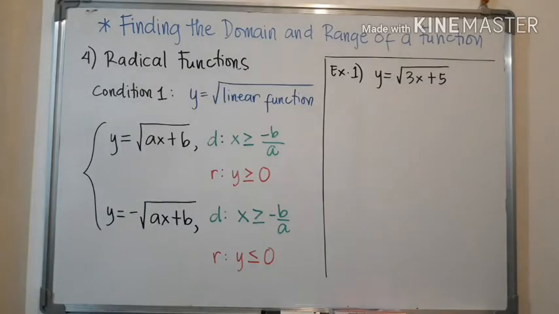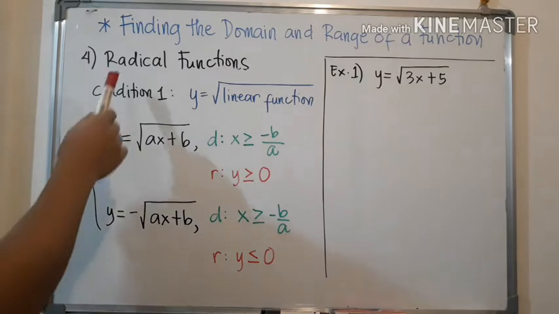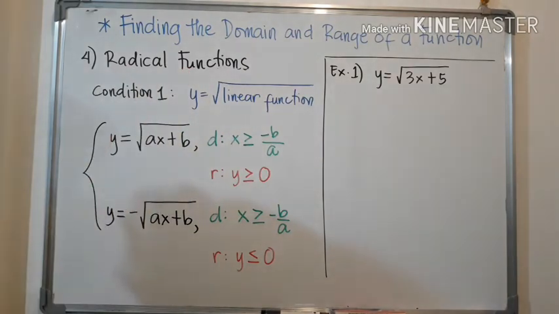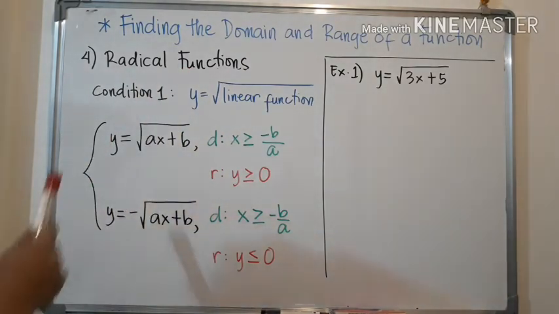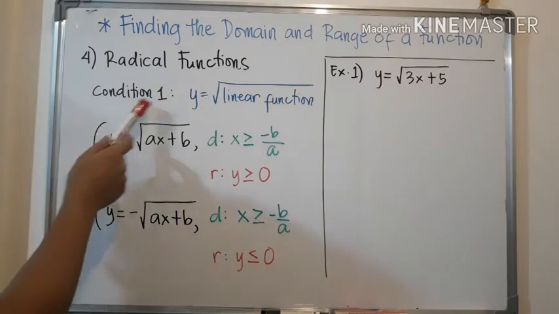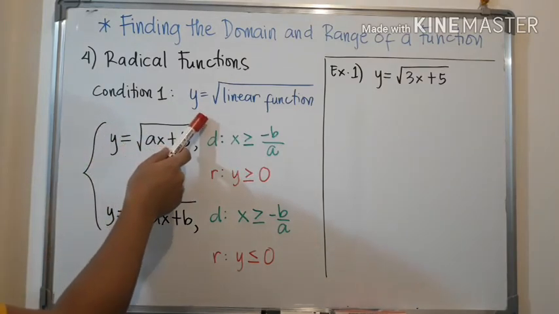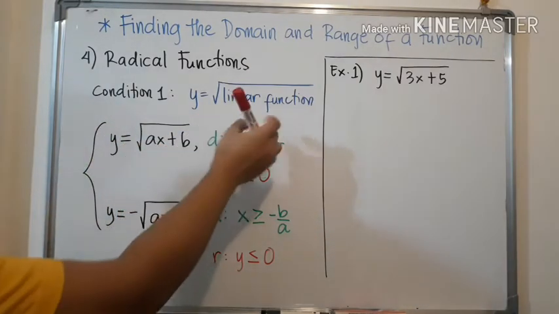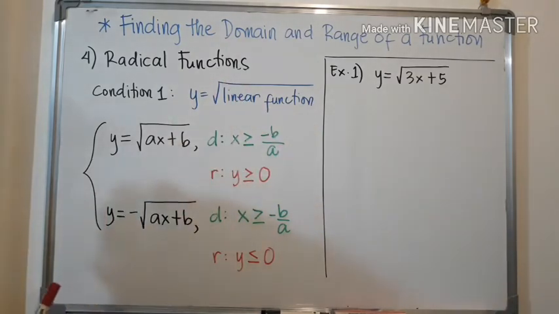Let's have the fourth type of function. We have the radical functions. So first, let's have condition number 1. Y is equal to the square root of a linear function.